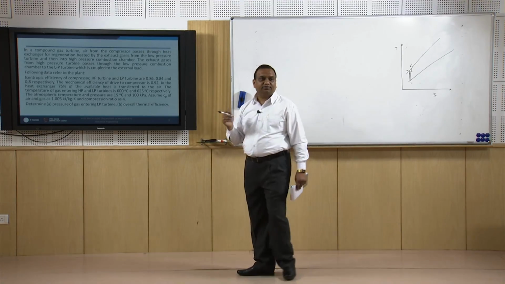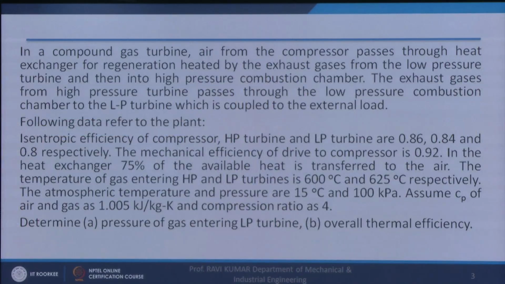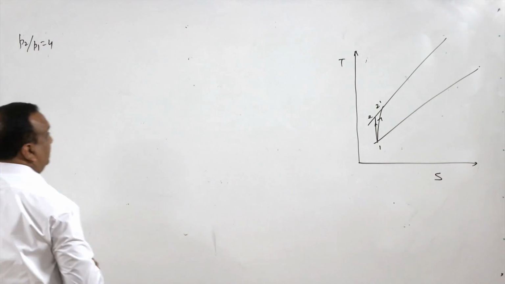In the heat exchanger 75% heat is available, so the effectiveness is 75%. The temperature of gas entering the HP and LP turbines is different, 600 and 625 degrees centigrade respectively. The atmospheric temperature and pressure are 15 degrees centigrade and 100 kilopascal. Cp for air and gas is the same, and the compression ratio is 4. So, with a single compression ratio, P2 by P1 is equal to 4.